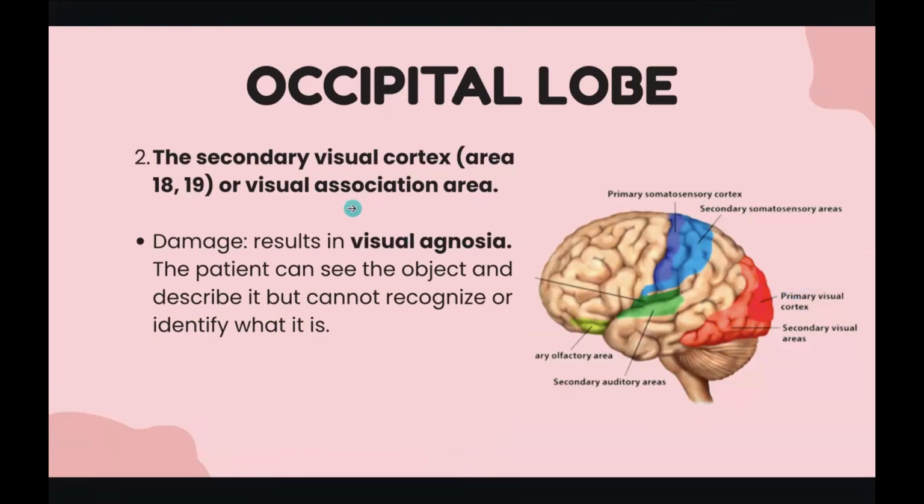Any damage that happens here will result in visual agnosia, which is where the patient can see the object, but they cannot describe it because they cannot comprehend its shape, its size. I'm sorry, they can describe it, but they cannot recognize or identify what it is. So they can tell you, for example, that the keys are gray and they are sharp, circular at the top and whatnot, but they cannot tell you these are keys. They cannot identify an object, they can just describe it.